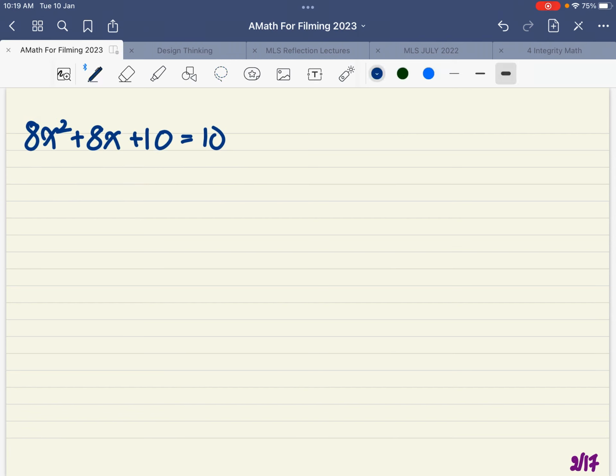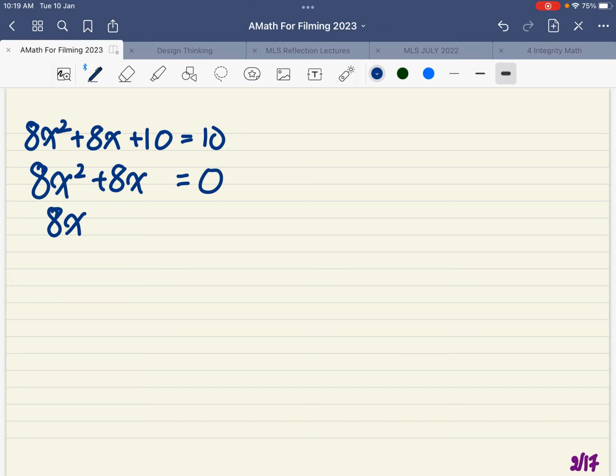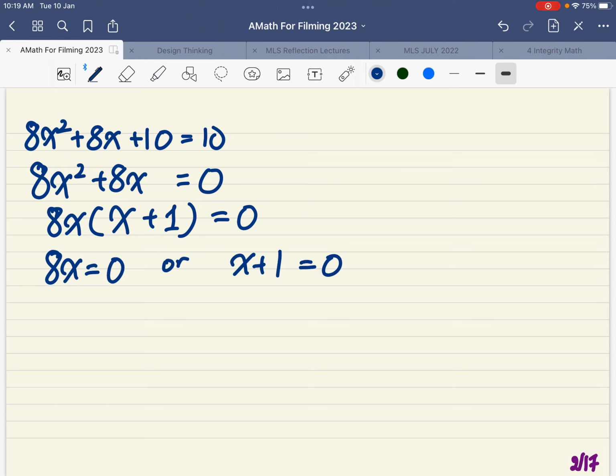Now I will minus 10 from both sides of the equation. So 8x squared plus 8x plus 10 minus 10 gives me 0. So I get 8x squared plus 8x equals 0. If I factorize 8x from both terms, I get 8x times x plus 1 equals 0. Therefore, based on what we have learned, 8x equals 0 or x plus 1 equals 0. What I'm left with is x equals 0 or x equals negative 1. Okay, don't forget you need to find the y values.